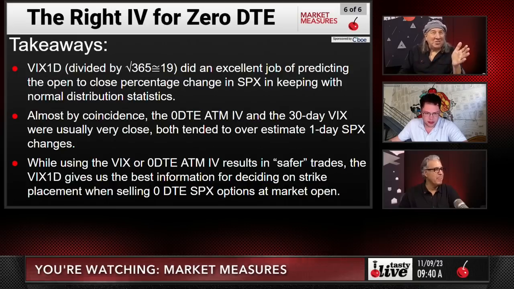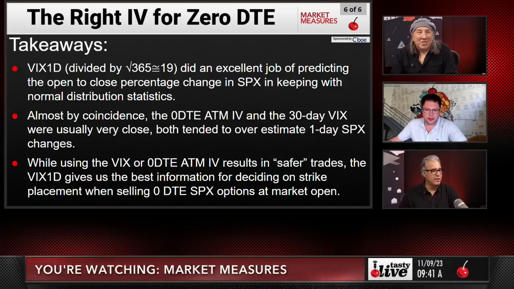So, I guess this is the takeaway, while using the VIX or the zero DTE at the money implied volatility, it results in, quote, safer trades. The VIX 1 DTE gives us the best information for deciding on strike placement while selling the zero DTE SPX options at market open. Let me think about that for a second. Yeah, so the safe is relative, right? The VIX one day gives us the best information deciding on strike placement. Yeah. Okay, so let's do an example of how you would use that.